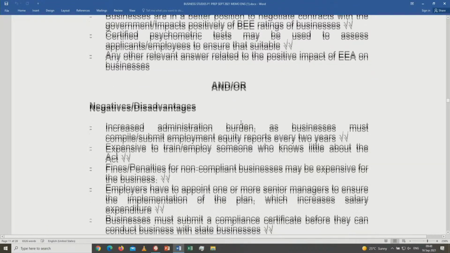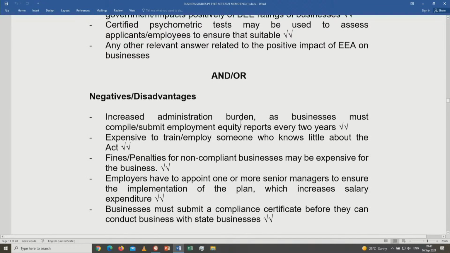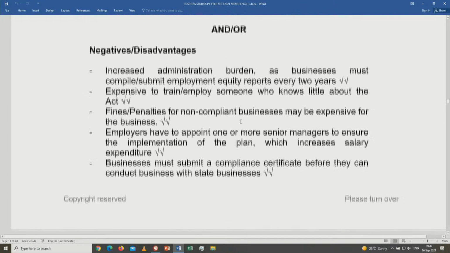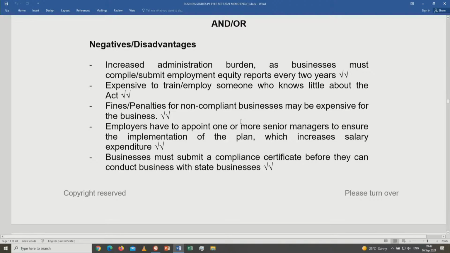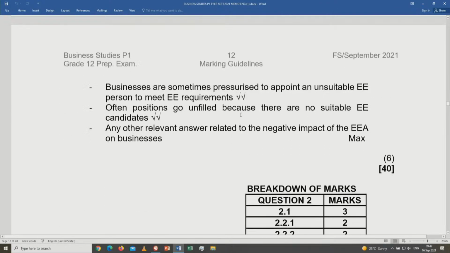And again, you see, if the learner has also focused only on the negatives, for example, increased administration burden as the business must compile and submit employment equity reports every 2 years, 2 marks. So if a learner has focused only on the negatives or disadvantages, you can also award full 6 marks. Again, it says and/or. Now, if a learner has also mixed them up, supplied some positives and some negatives, but remember, to a maximum of 6 marks. That question is not actually difficult to mark, but you have to really focus on that.